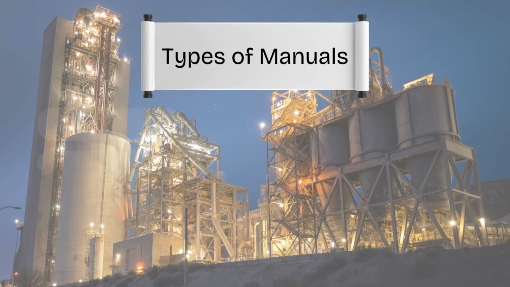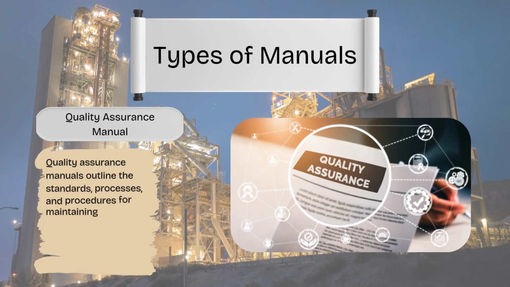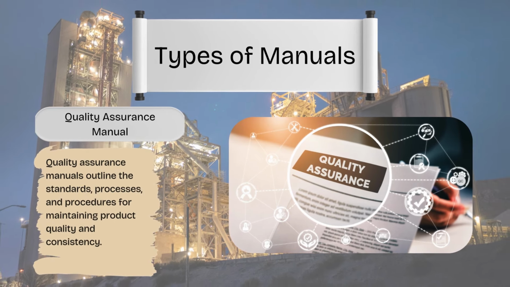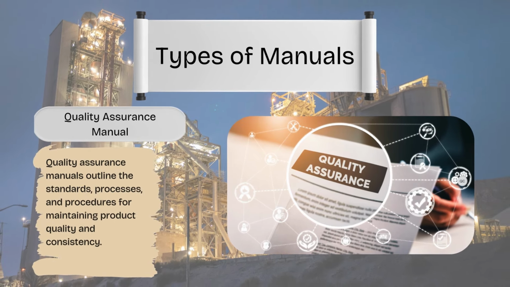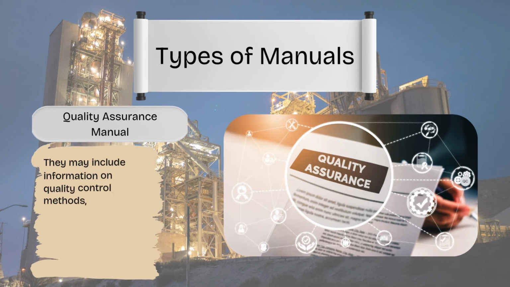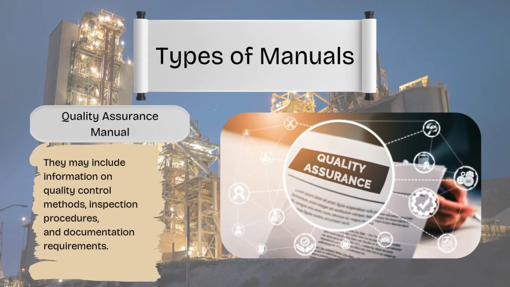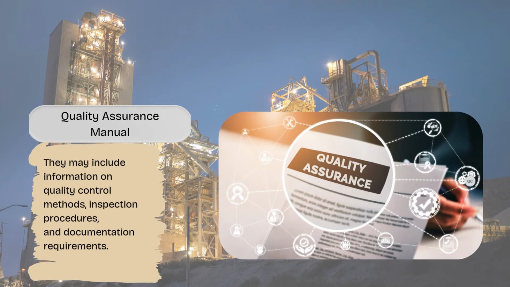Number five, quality assurance manuals. Quality assurance manuals outline the standards, processes, and procedures for maintaining product quality and consistency. They may include information on quality control methods, inspection procedures, and documentation requirements.